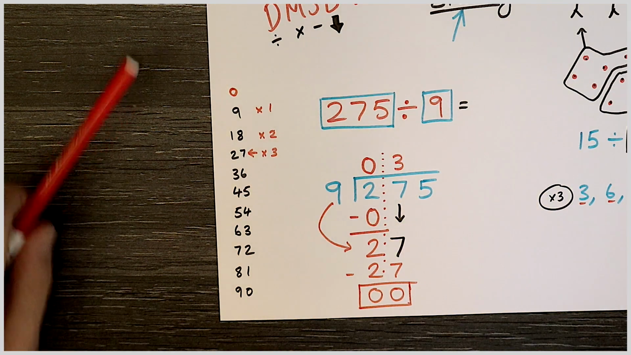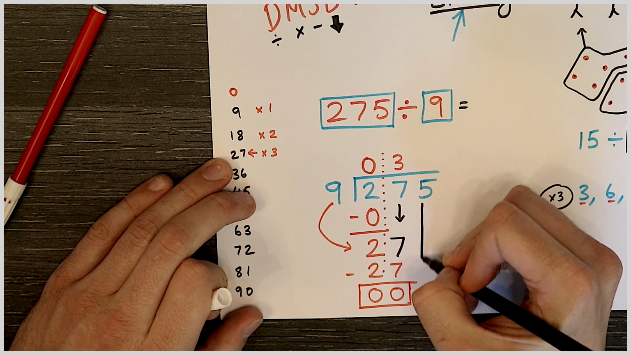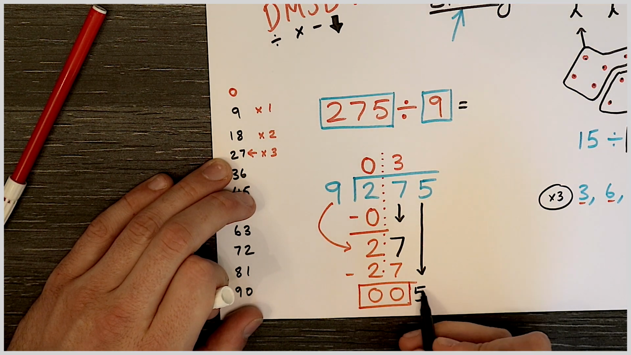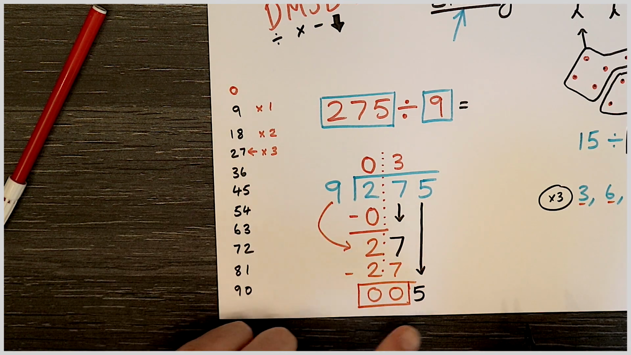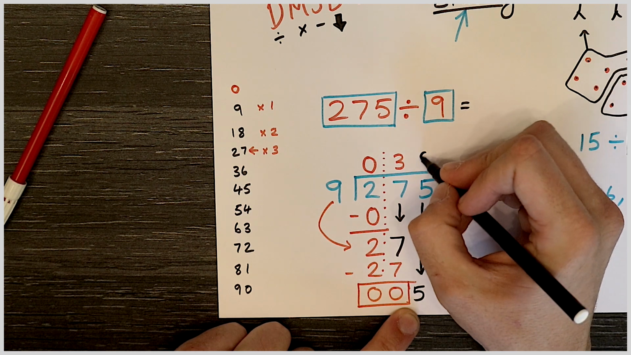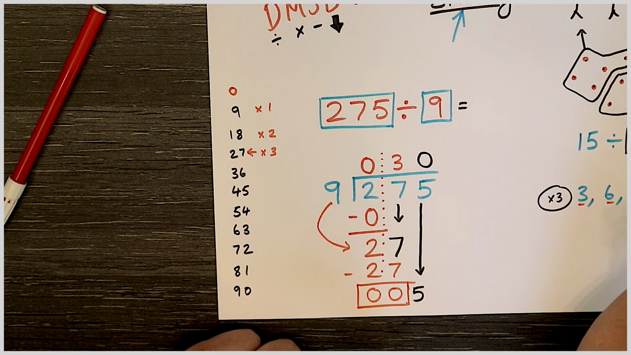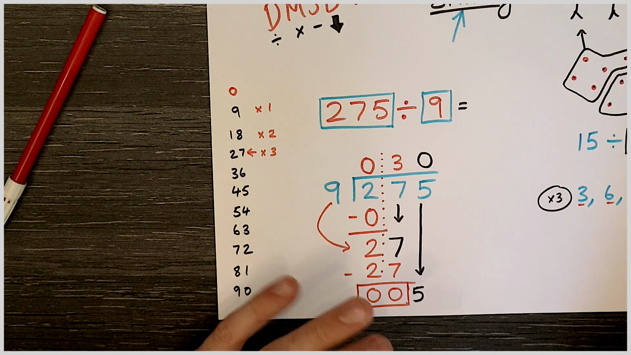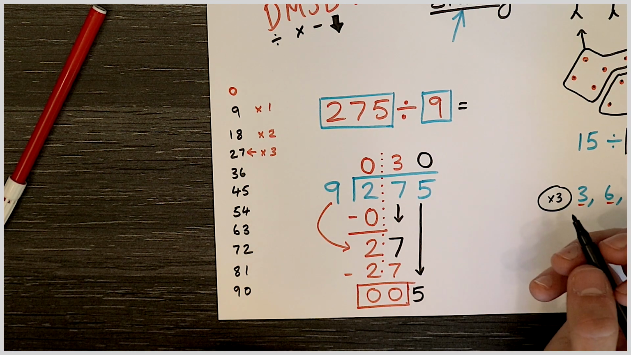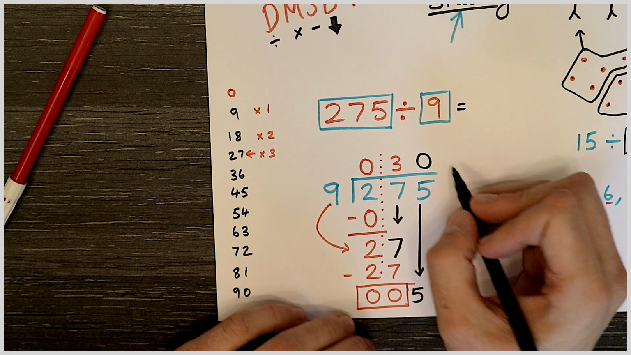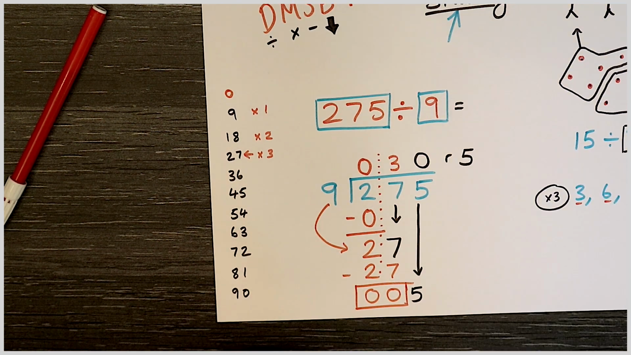So what do we do? We bring down our next number all the way down to what we just got, 5. Nothing here, 5. Does 9 go into 5? It doesn't. Okay? So what do we do now? We've reached the end. We've got nothing. Now, there's 2 options. The option I'm going to do right now is I could just say I've got 5 left over here. And I could say remainder 5.